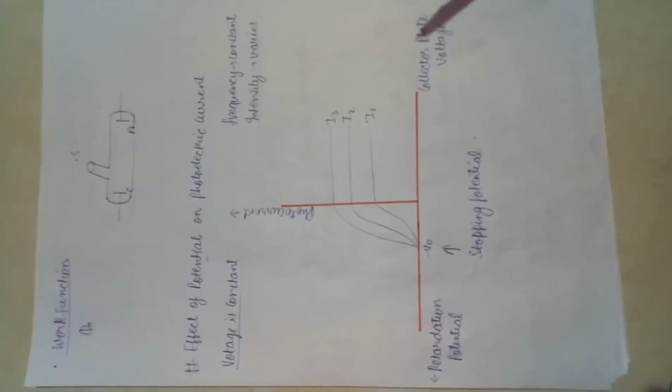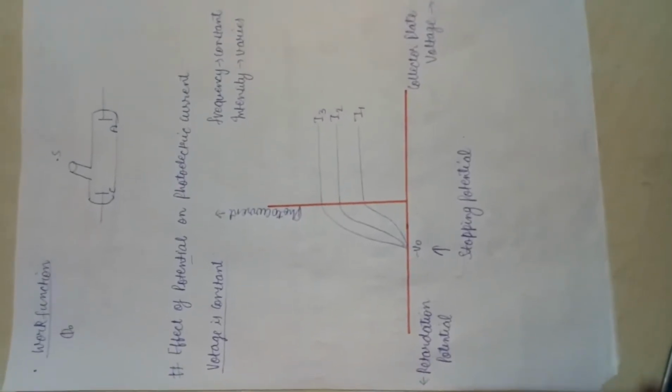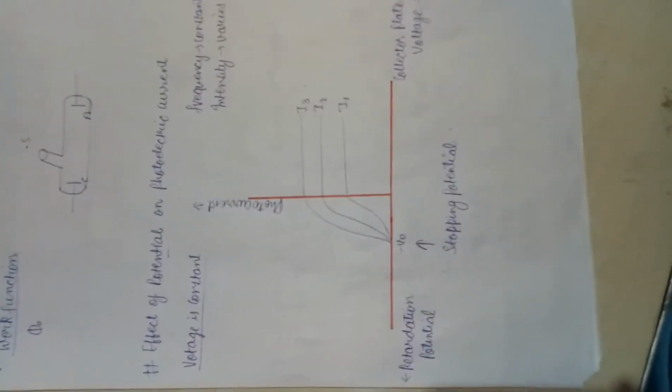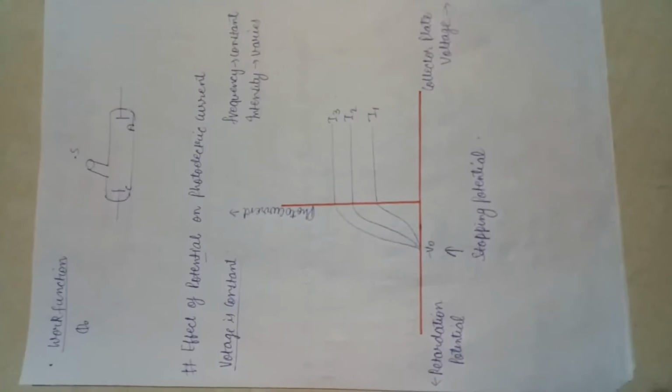Okay, now as we have already discussed the work function, what was the work function? Work function is defined as the minimum amount of energy which is required to pull an electron out from the upper surface of the metal. So now let us proceed towards the effect of potential on the photoelectric current.